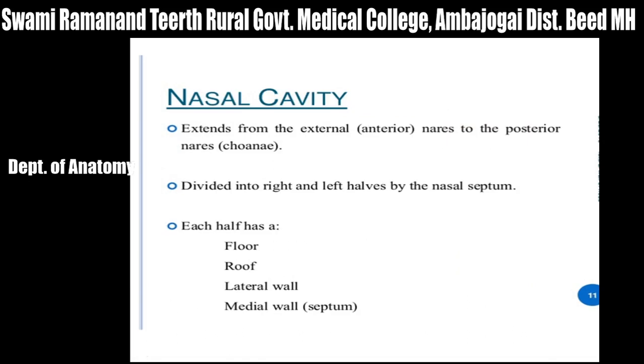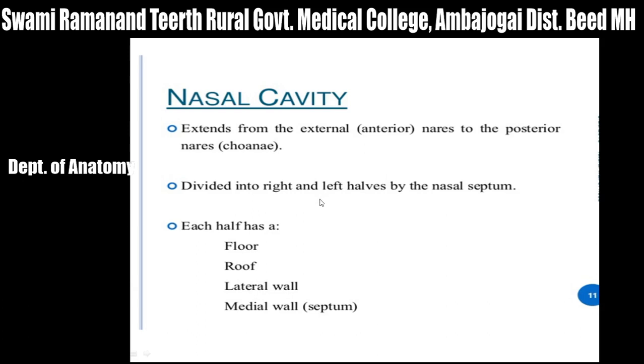Then this nasal cavity extends from the external nares, that is the oval or pyramidal apertures which are present anterior to this nasal cavity, up to the posterior nares or choanae, through which this nasal cavity is communicating with the pharynx, that is the nasopharynx.